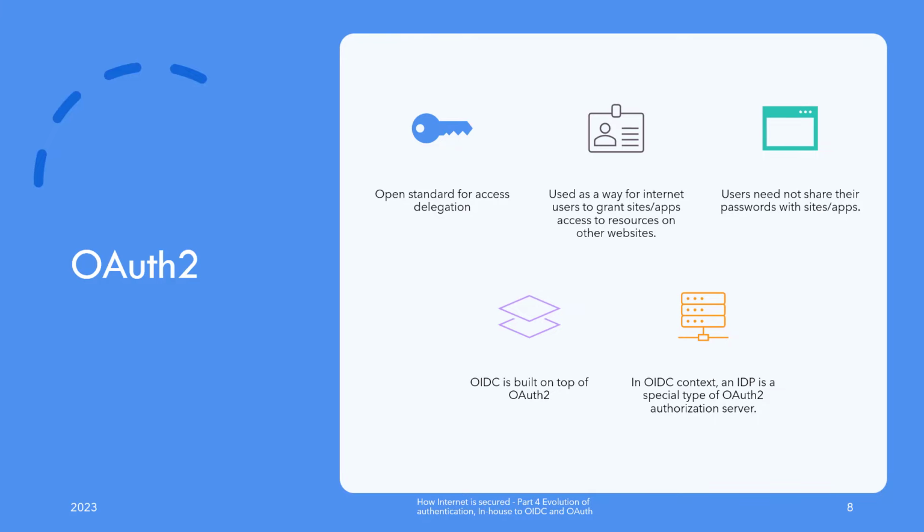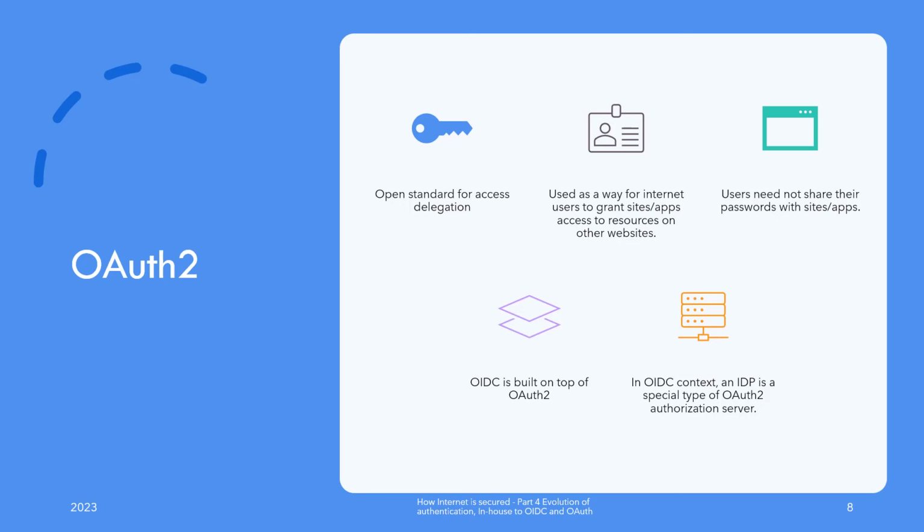OAuth, and do note that we restrict our discussions to the incompatible OAuth2 version, is an open standard for access delegation, commonly used as a way for internet users to grant websites or applications access to their information on other websites, but without giving them the passwords. OIDC is built on top of OAuth2. In the domain model associated with OpenID Connect, an IDP is a special type of OAuth2 authorization server.